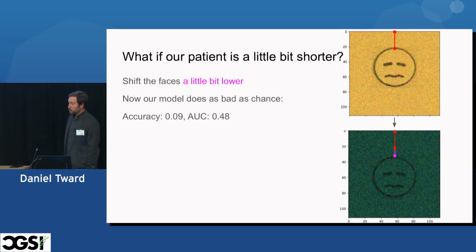So a question arises: what if your patient comes in and they are a little bit shorter? Let's shift the input following this magenta colored line over here, just shifting the input by a few pixels. What do you think happens to the output of this model? Well, in fact, we don't do any better than chance. All we did is shift the input by a few pixels, and the model is completely destroyed. So does anyone have an idea of how we could solve this problem?